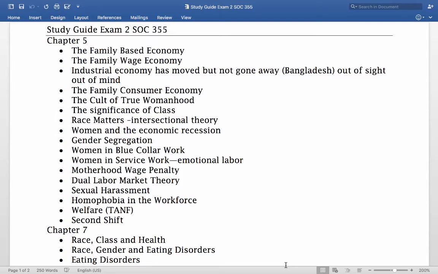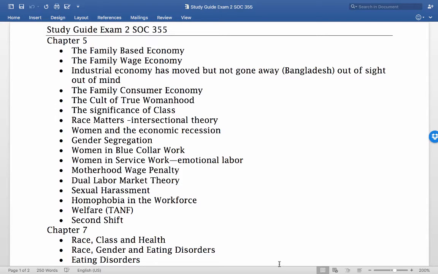Okay, significance of class. Just the idea that it's more than an economic relationship. It also involves power relationships and different access to resources and control to find a place in the social hierarchy. And when I say race matters, that just means that intersectional theory talks about how race is important to study, but it also overlaps with concepts like gender and class to form a system of advantage and disadvantage where some people have more privilege than others based on their social location.